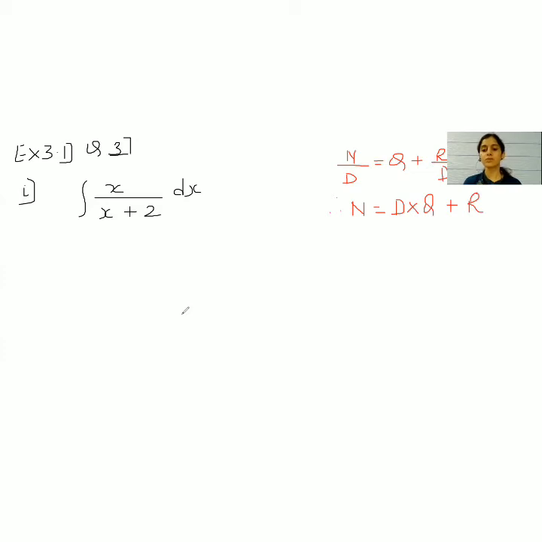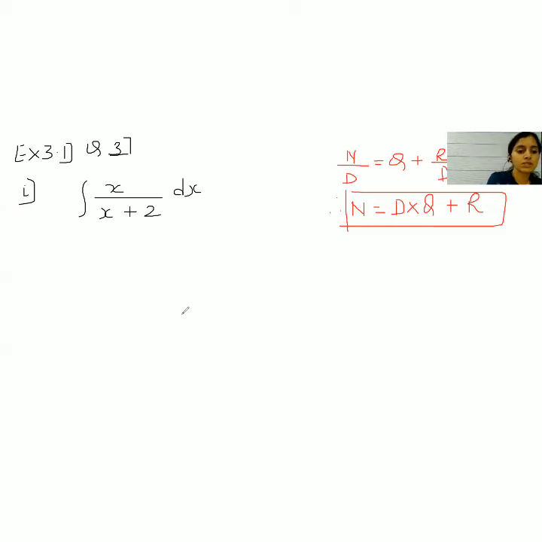Numerator is equal to divisor into quotient plus remainder, or dividend is equal to divisor into quotient plus remainder. We have done this before and we have learned division. So this we are going to use for any kind of division sum that we come across. So how can we write x upon x plus 2 in this form?